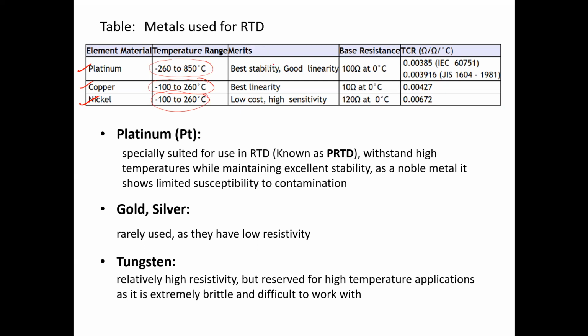And in terms of the resistance and temperature relationship, platinum has the best stability, and it also has good linearity, because for a wide range of temperature, it has a stable relationship between the resistance and temperature, and also a linear relationship.